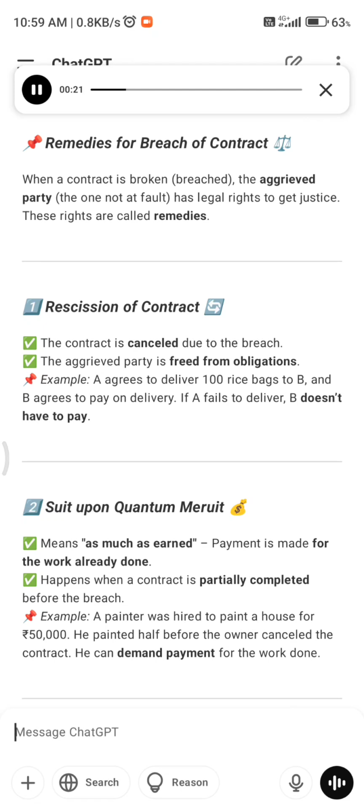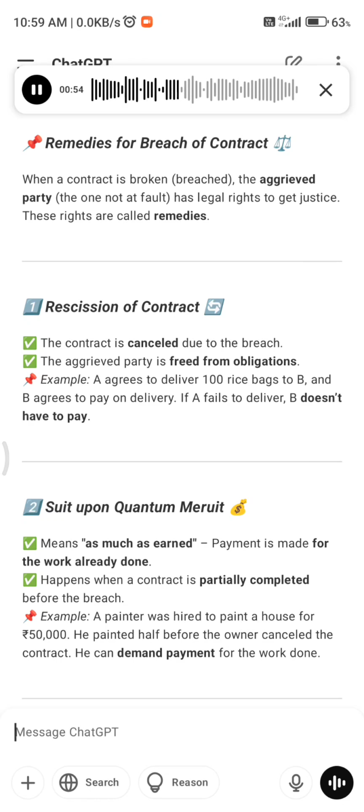Example, A agrees to deliver 100 rice bags to B, and B agrees to pay on delivery. If A fails to deliver, B doesn't have to pay. 2. Suit upon quantum meruit means as much as earned. Payment is made for the work already done. It happens when a contract is partially completed before the breach. Example, a painter was hired to paint a house for $50,000. He painted half before the owner canceled the contract. He can demand payment for the work done.